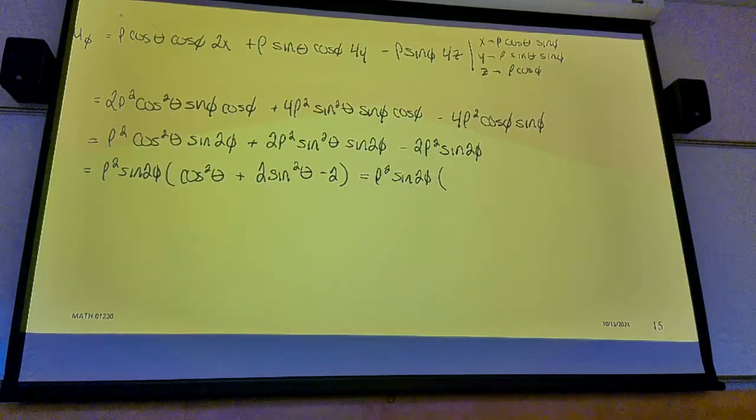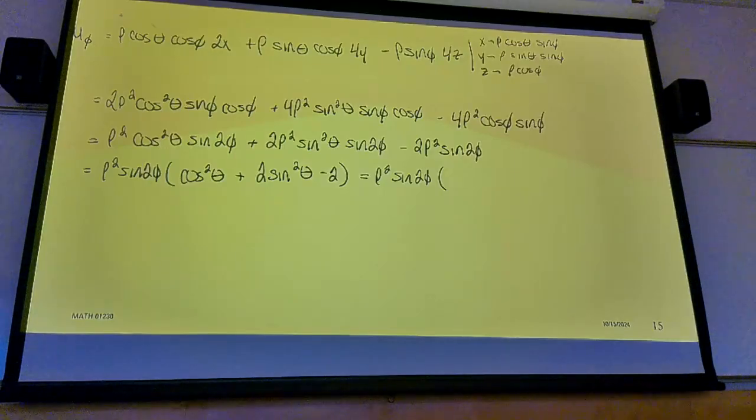The difference is squared. 1 plus sine, oh, sorry. Sine squared theta minus 1, in those parentheses. Which part though? I changed cosine squared theta to 1 minus sine squared theta.